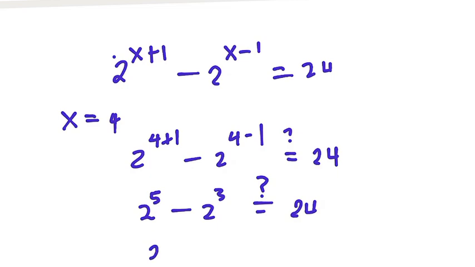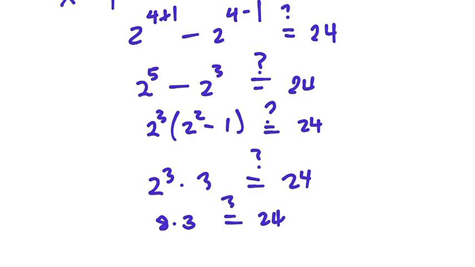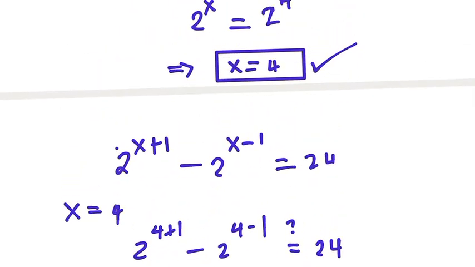Okay, so we have 2 to the power of 3 as common. Open the bracket, we have 2 to the power of 2 minus 1, which equals 24. So we have 2 to the power of 3 multiplied by, 2 raised to the power 2 is 4, 4 minus 1 we have 3, and this should be 24. So 2 raised to the power 3 is 8 multiplied by 3. Would this be 24? So 8 times 3 is 24. We have 24 equals 24, and that's it, which shows that the solution x equals 4 is the valid solution.